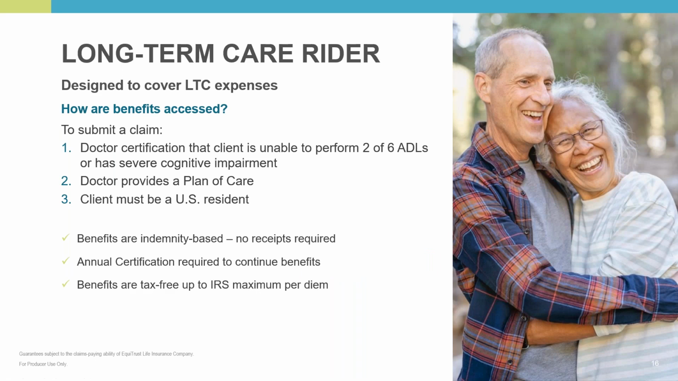So how are the benefits accessible? Basically simple, straight, and very easy to understand. To submit a claim, the client just has to have a doctor certification that the client cannot perform 2 out of 6 activities of daily living or has severe cognitive impairment. The long-term care benefit rider does not require the client to go to a facility, assisted living facility, nursing home, anything like that at all. It's simply the inability to complete 2 out of 6 activities of daily living. The doctor provides a plan of care and then the client must be a U.S. resident. So those are your main bullet-pointed items.